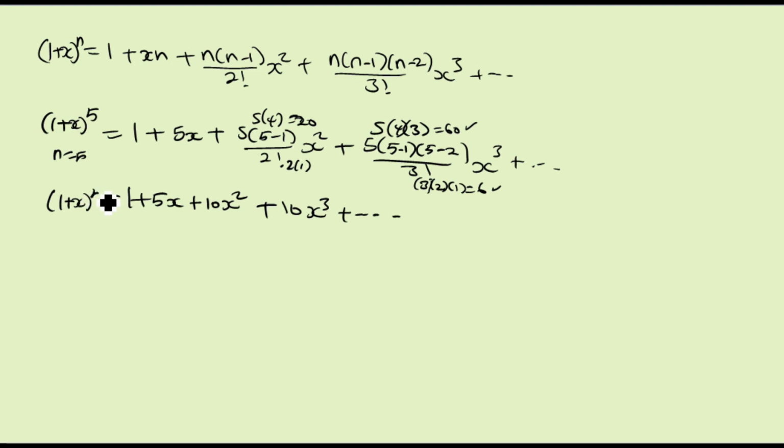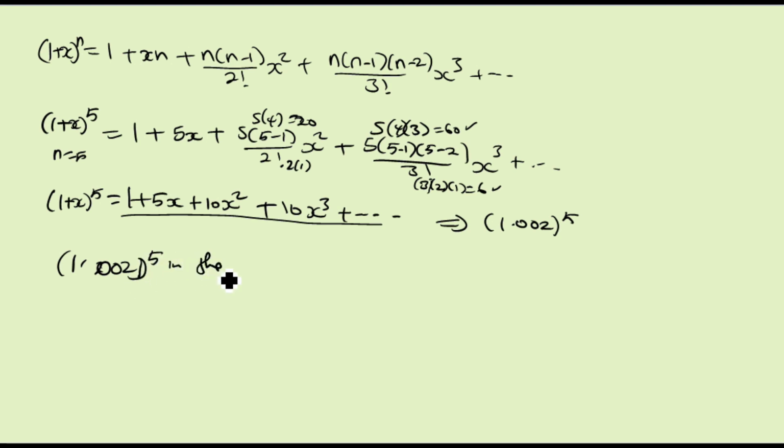Now, this equation here, we are going to use it to find the value of 1.002^5. First of all, to get the value of this, we rewrite 1.002^5 in the form of (1 + x)^n.